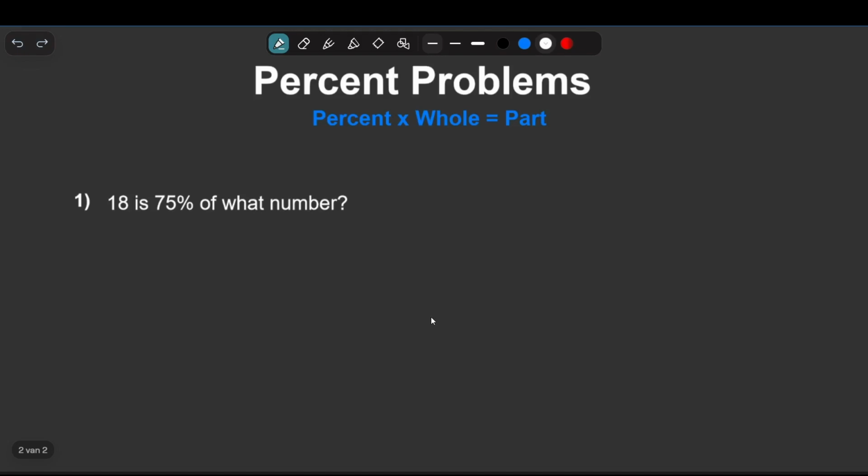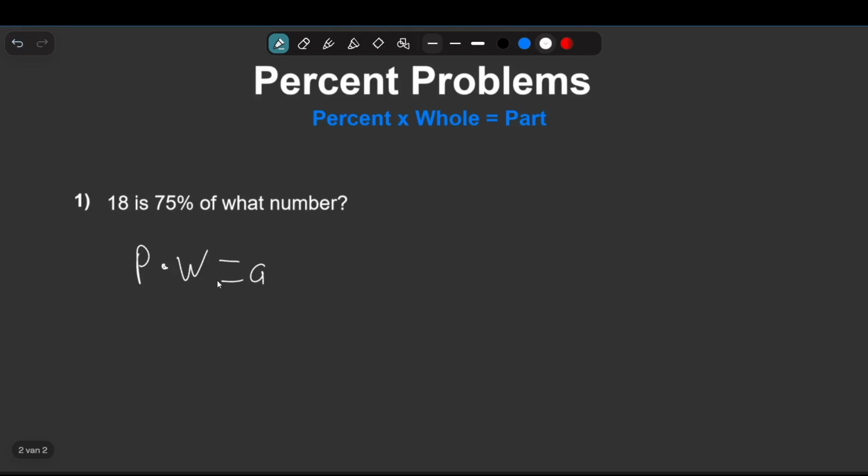So let's jump into number one, where we have 18 is 75% of what number? The first thing I'm going to do is start by writing the equation using variables, and then we will plug in. So percent times whole equals part. The P is for percent, the W is for whole, and the A is for part.